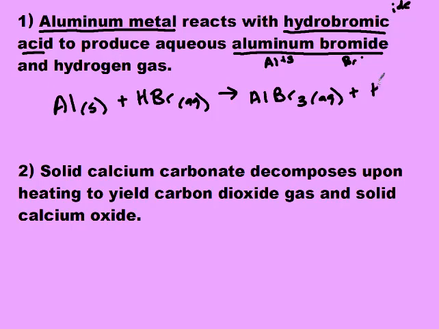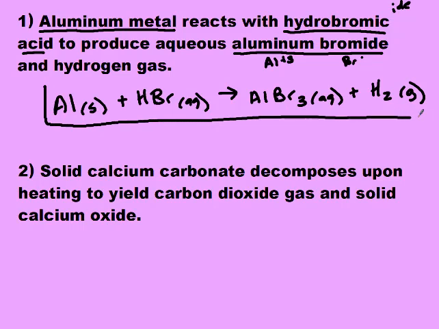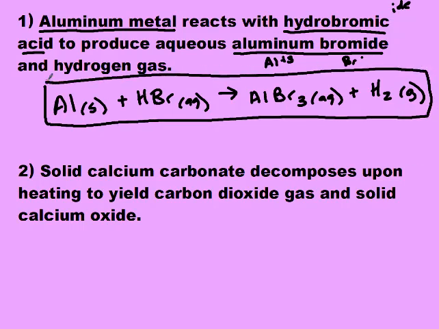Plus, and then hydrogen gas is just hydrogen, but hydrogen's one of the seven, so we're going to put a 2 after it, and it's a gas, it says. Make sure that your equation doesn't have any charges on it. So that would be my final answer. Again, these are what we refer to as skeleton equations because they're not balanced. And again, we'll be discussing what balancing is next class.